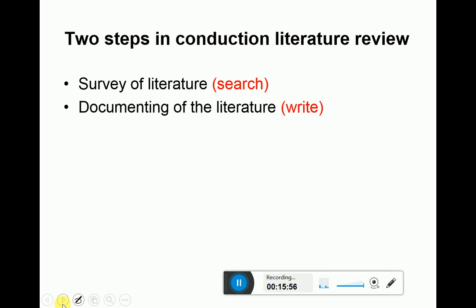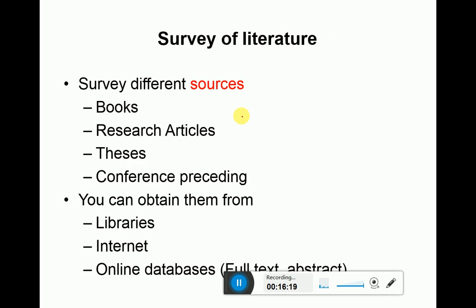So, two steps in conducting literature review. Already we have discussed the first: search, survey of literature. So you have to find out the literature. And the second is documenting of the literature. Documenting of the literature simply means how to write down the literature. I hope the idea will be clear.